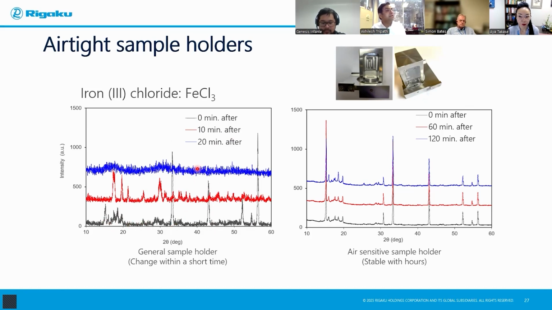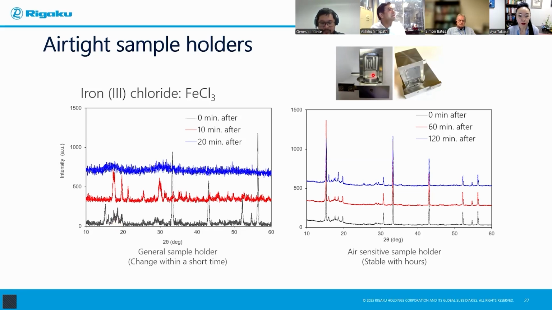Total amorphous pattern. However, in an airtight sample holder, such as the one shown here, even after 120 minutes or 2 hours, the powder diffraction pattern of the same sample is well retained. And you can see the powder diffraction pattern is more crystalline and well defined, because this sample, even in the process of putting it in the diffractometer, is beginning to amorphize. And this sample is prepared in a glove box.